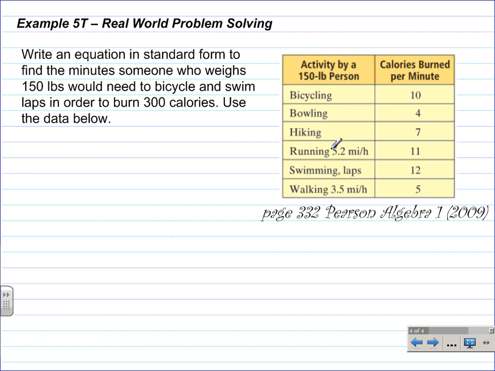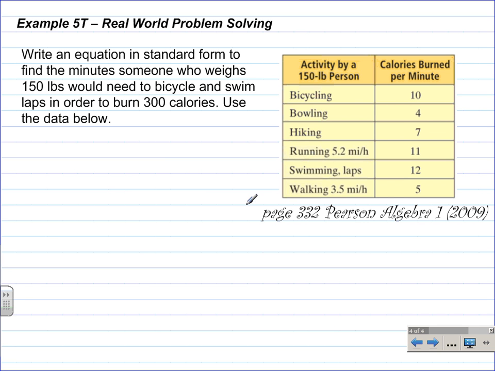Example 5t, real-world problem solving. Write an equation in standard form to find the minutes someone who weighs 150 pounds would need to bicycle and swim laps in order to burn 300 calories. Use the data below. Well, the data is actually over here to the right.